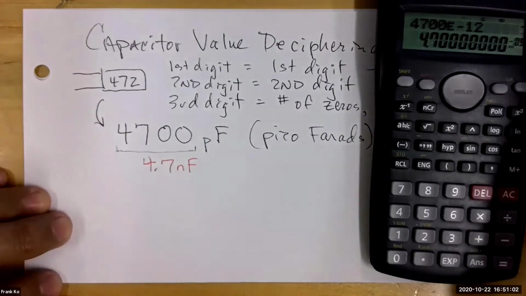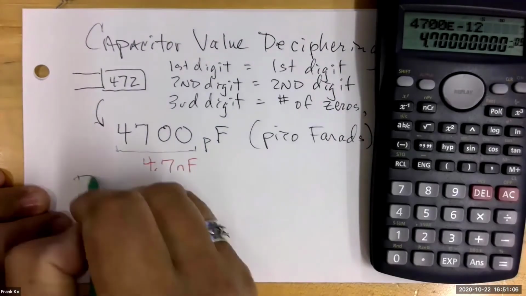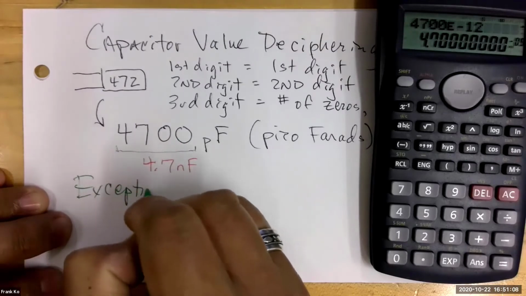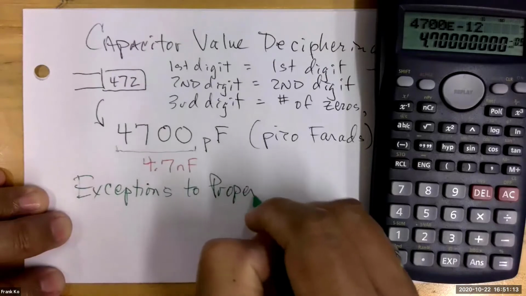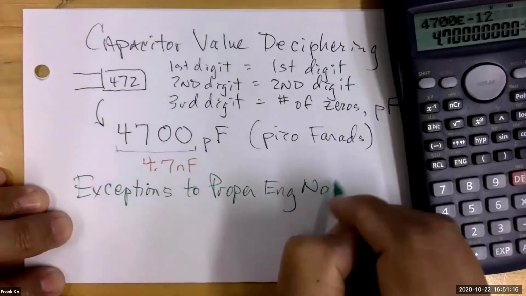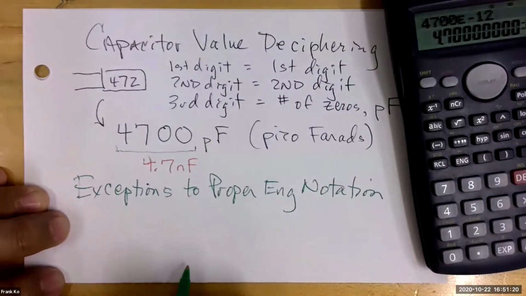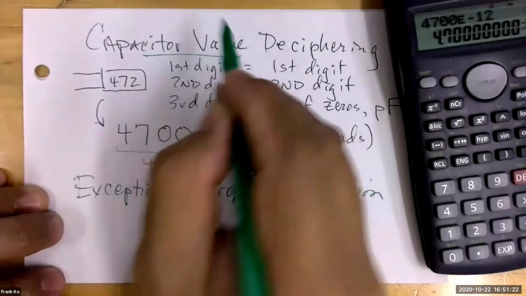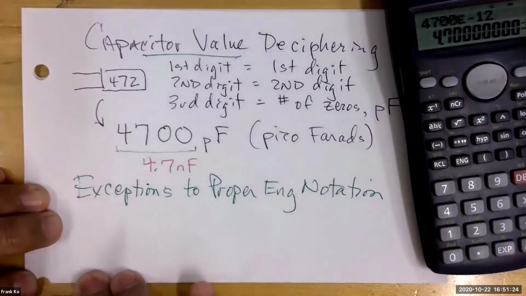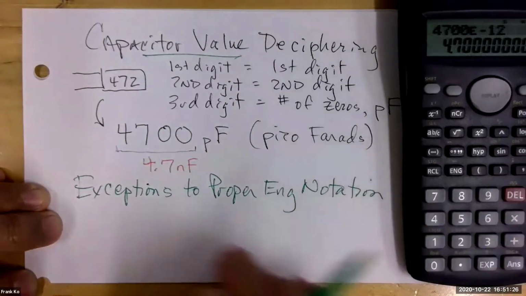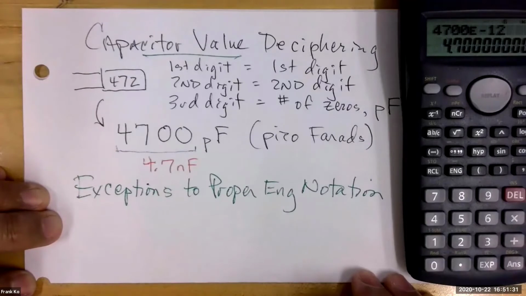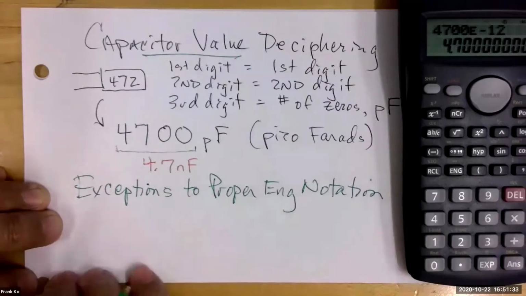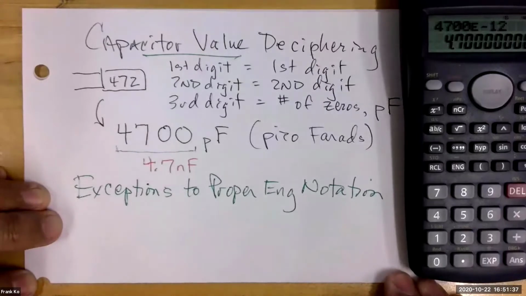But I will say this: there are exceptions to proper engineering notation. And what are those exceptions? Caps are one of those exceptions. Throughout the world, caps are standardized to not use all the different engineering notation prefixes. There's only a few that are used for capacitors.